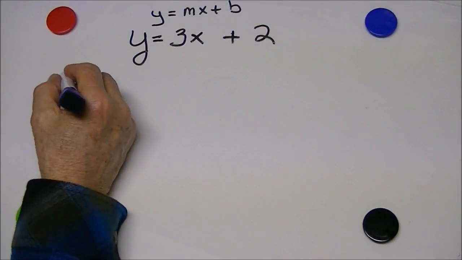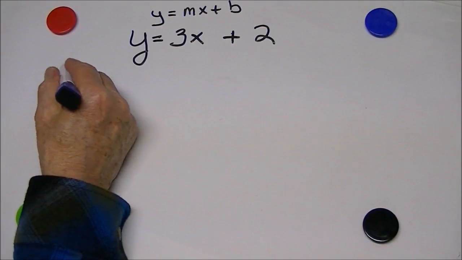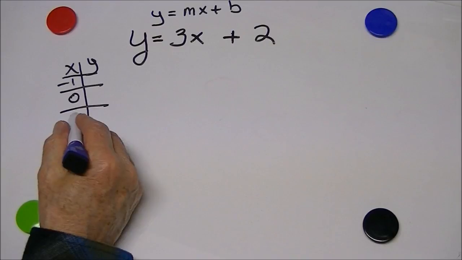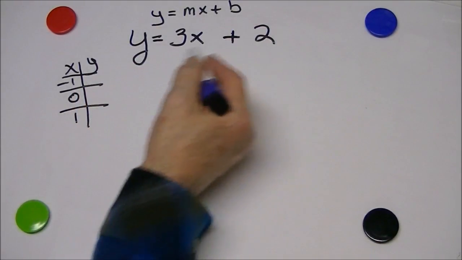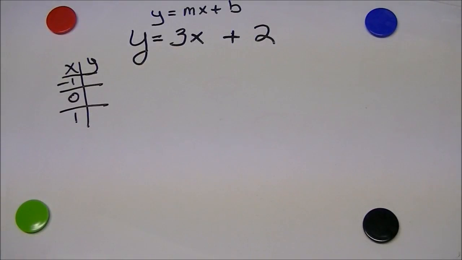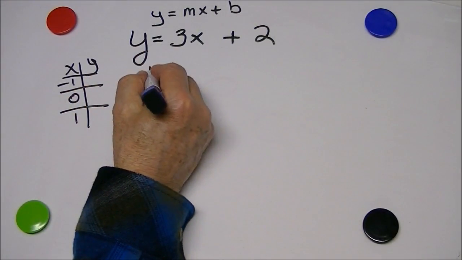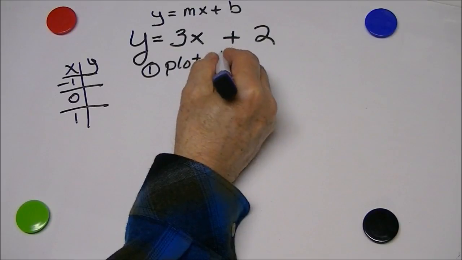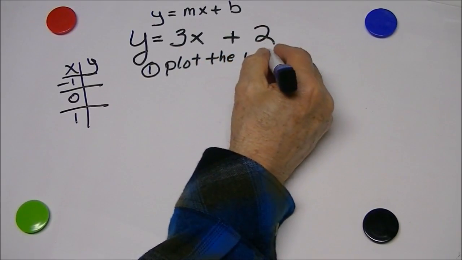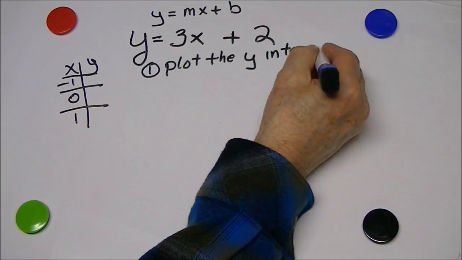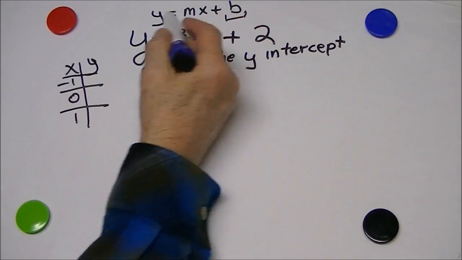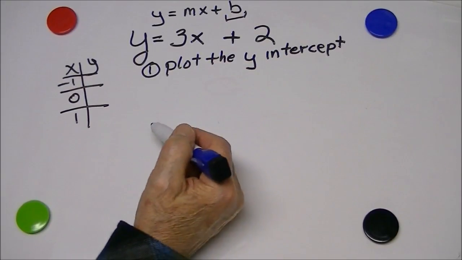Now, one of the things you could do, of course, is to make a t-chart and put in some points, a -1, let's say, a 0, and a 1, and then get your y values, and plot those. But the other way is when it's in slope-intercept, there is a protocol. And step 1 would be to plot the y-intercept. And remember, we said the y-intercept was the b value when it's in this form. So that would be 2.